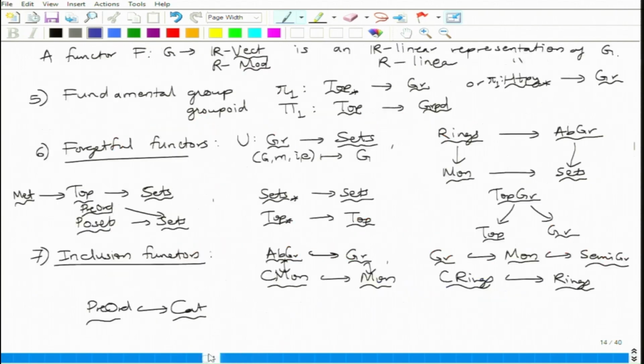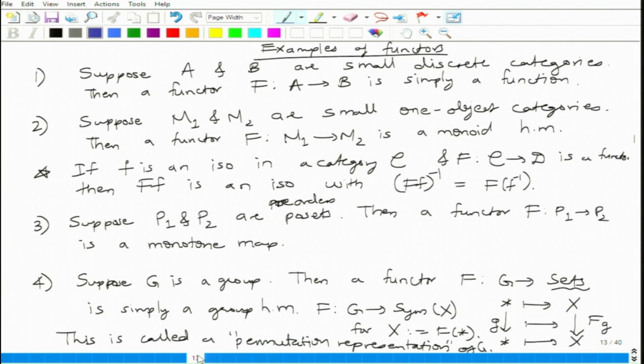Right, so that's what I mean. Now I'm going to give you some homework. You have seen many examples of functors. You should check which examples are full, which examples are faithful, and which examples are essentially surjective. Okay, and let's stop here.